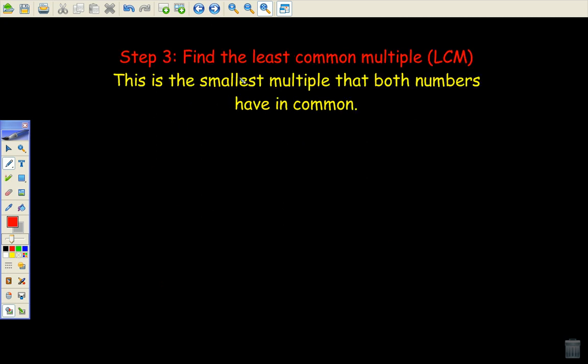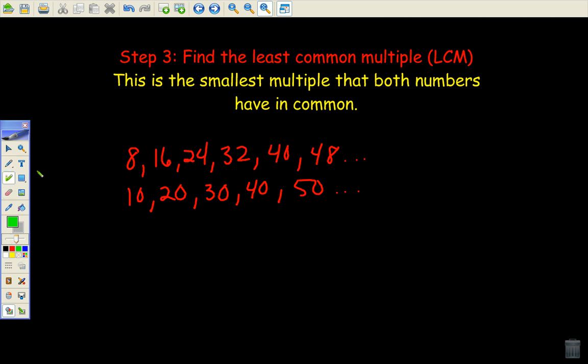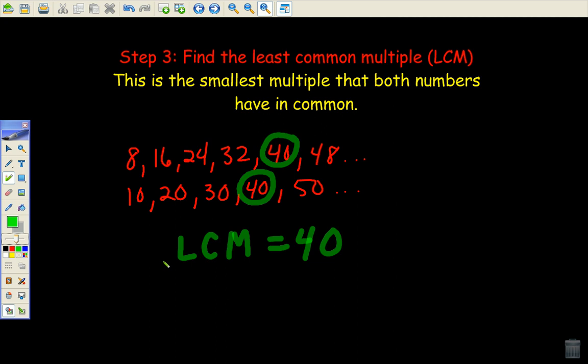Step 3, we're now going to find the least common multiple. The least common multiple is when you're looking at both the numbers, you're going to find the one that they have in common. Now I'm looking for the smallest of the 2 where they have it in common. So I look, there's not an 8, there's not a 16, not a 24, not a 32. Oh, look at this. They both have a 40, and that is the smallest one they have in common. So my LCM is 40. My least common multiple is 40.